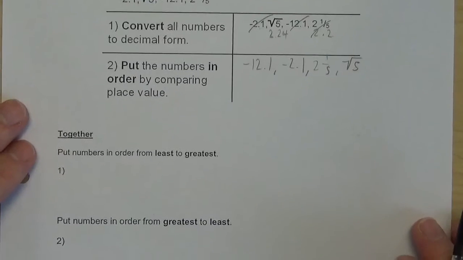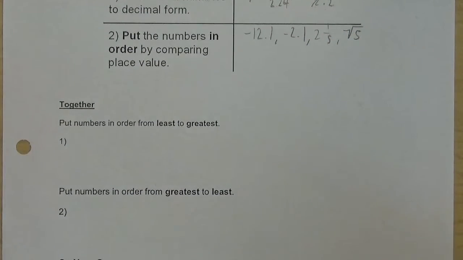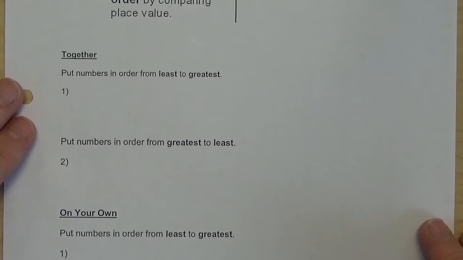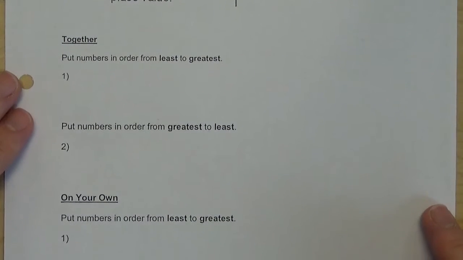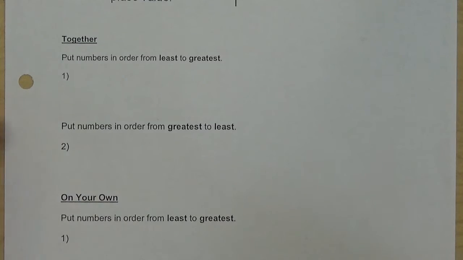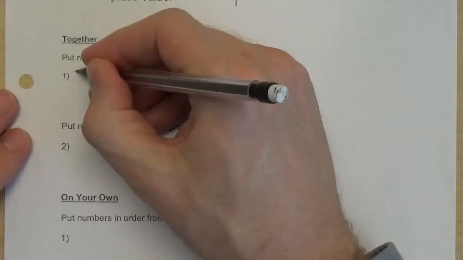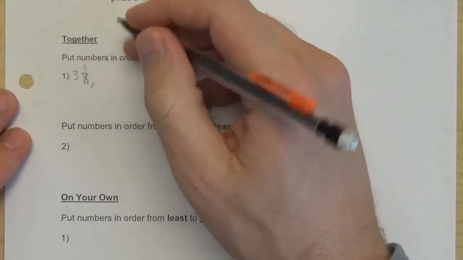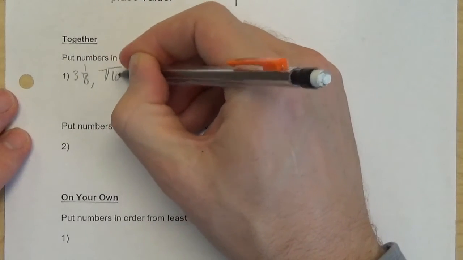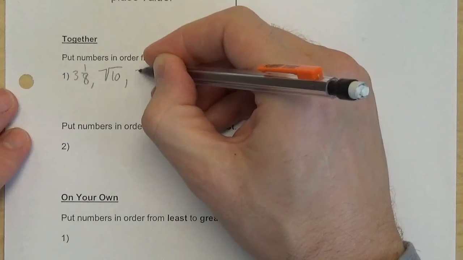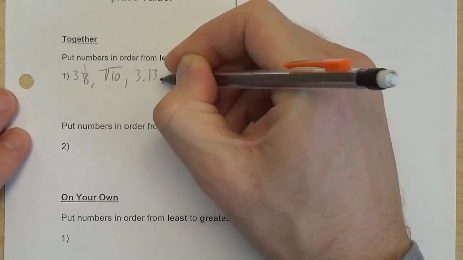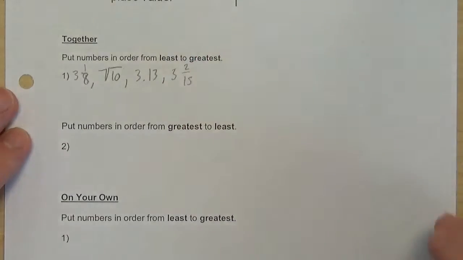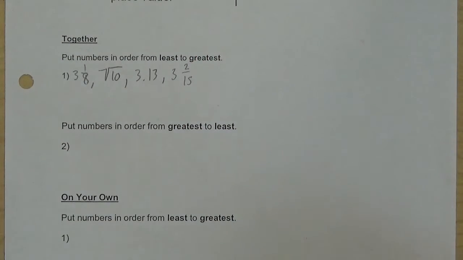Alright, we're going to do a couple of these here on the video, and then we'll do some in class. But I'm going to give you a list of numbers, I want you to write them down with me, and we're going to put them in order. This first group is going to be from least to greatest. So the numbers we're going to be putting in order are 3 1/8, the square root of 10, 3.13, and 3 2/15. These are all positive this time, so it's going to be a little bit tougher.